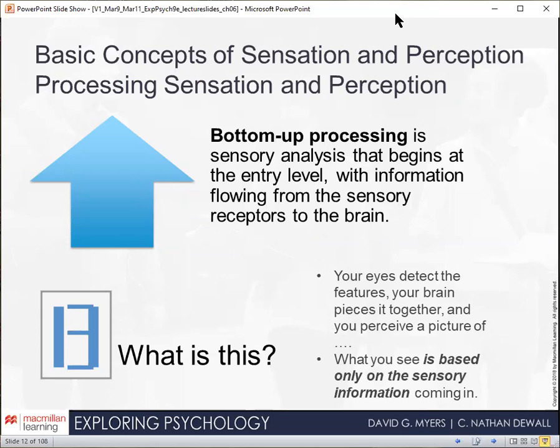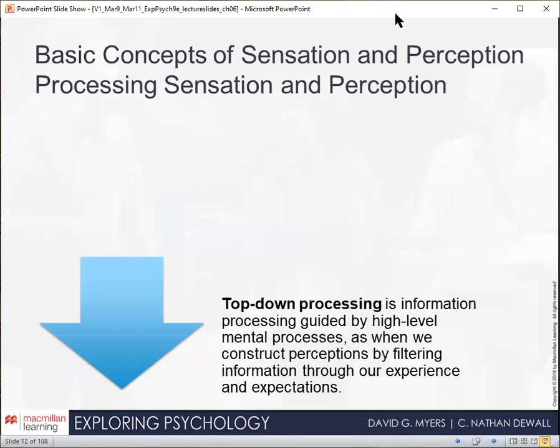Now let's compare it to top-down processing. Top-down processing is information processing guided by high-level mental processes. That's when we construct perceptions by filtering information through our experience and expectations. So we have loads of experience now. You've been around the world for almost 20 years, if not more for some of you, and you have all that experience that will help you to determine what it is that you're seeing in front of you. So now let me give you the same item, but now with a little bit more information.